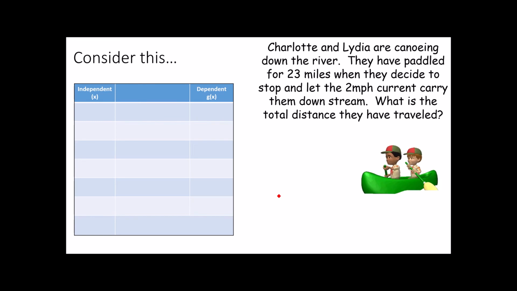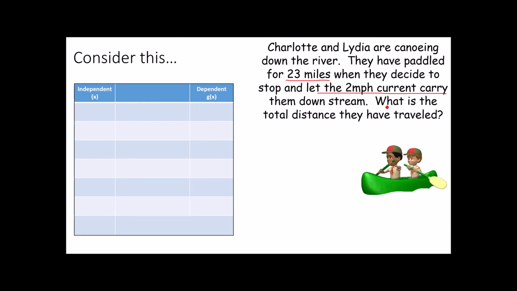Obviously, if you get stuck, you're going to want to start the video and work your way through it, maybe pausing when you think you understand again. I'm going to go ahead and assume that you've done that if you wanted to, and I'm going to keep going. Charlotte and Lydia are canoeing down the river. They've paddled for 23 miles already when they decide to stop and let the 2-mile-per-hour current carry them down the stream. What is the total distance they traveled?